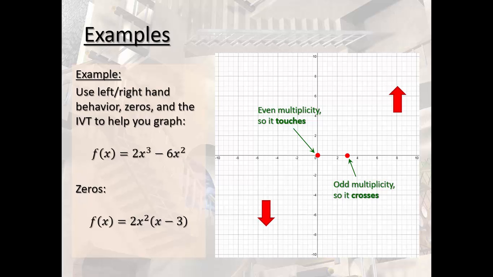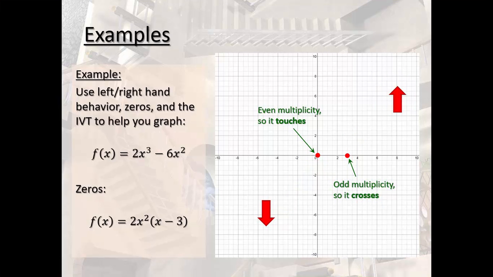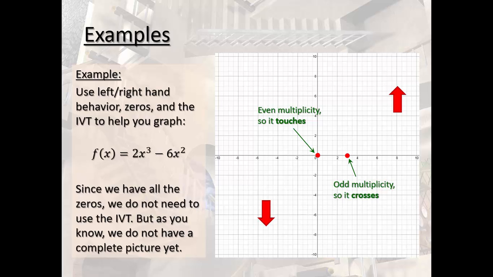All right, now think about this. Those are the only places where it touches or crosses the graph. So if it crosses right there and it has to be going up, we know that it's going to look like this. And it touches here, so we know roughly that it's going to look like that.